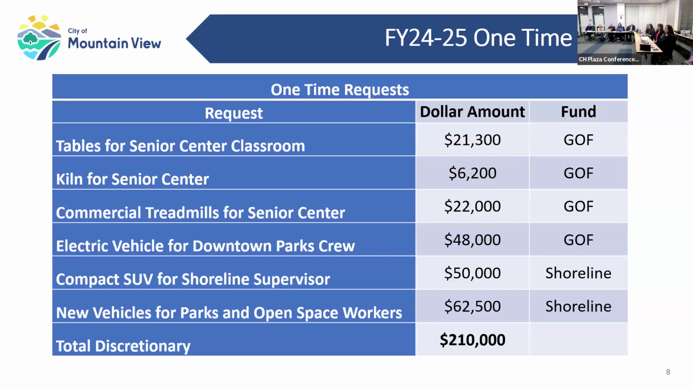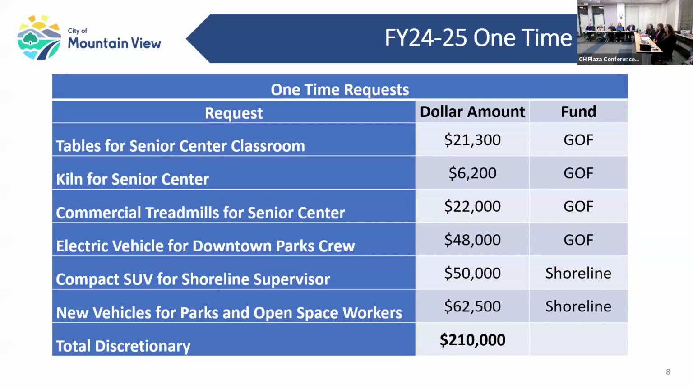The next one is for the purchase of commercial treadmills at the senior center. So again, the senior center exercise room is very popular, and the treadmills are used at a really high level every day. And given that the current treadmills have had some issues, they've required repairs. I think at least one of them is inoperable right now. And the current treadmills that we have are more suited for a residential, like a home, and not the high level of usage that we get. So we're requesting to purchase commercial type machines.